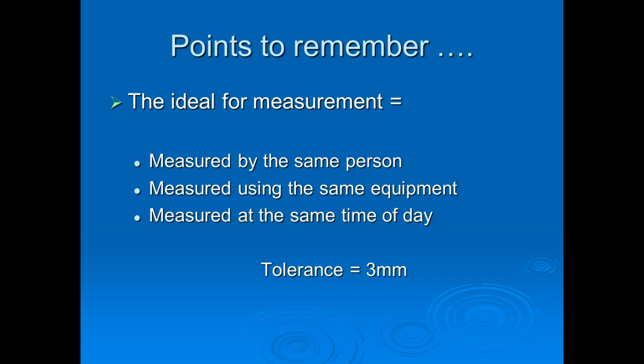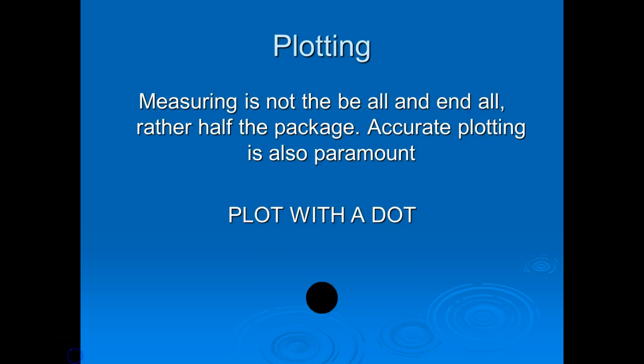And a good way for us adults to recognise that is when we get back in the car at the end of shift and driving home, we might have to alter our rear view wing mirror, because actually we've shrunk a little bit over the day, and we just need to adjust that. So these are the things that we should be trying to achieve to ensure that we're getting accurate measurement each time. We plot with a dot.